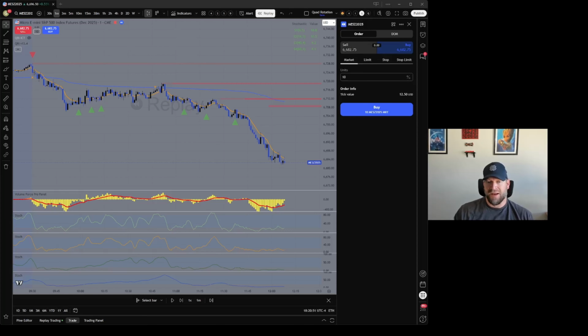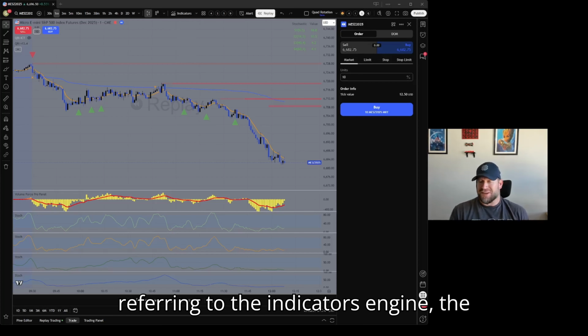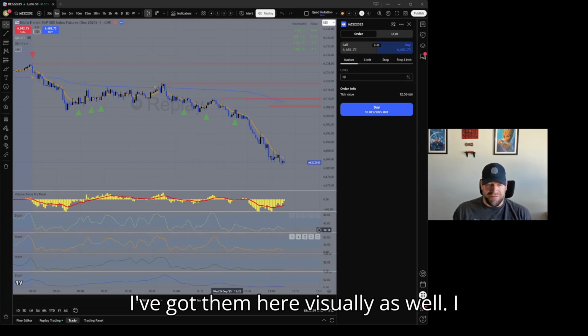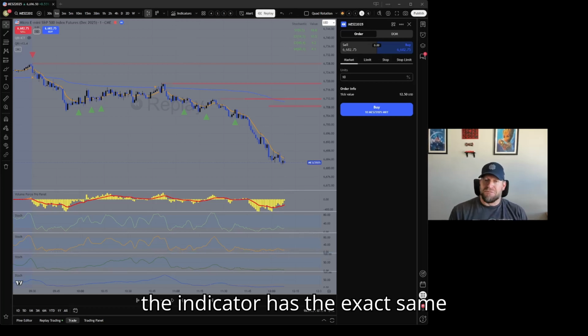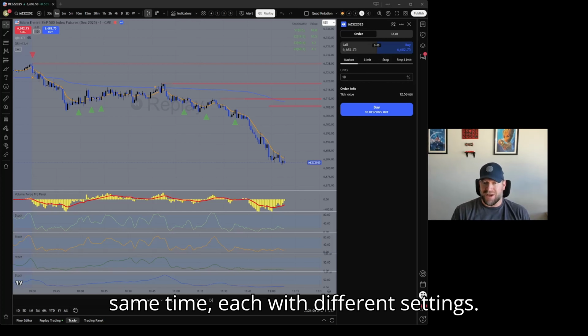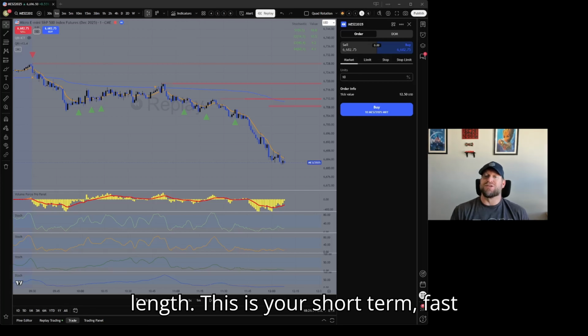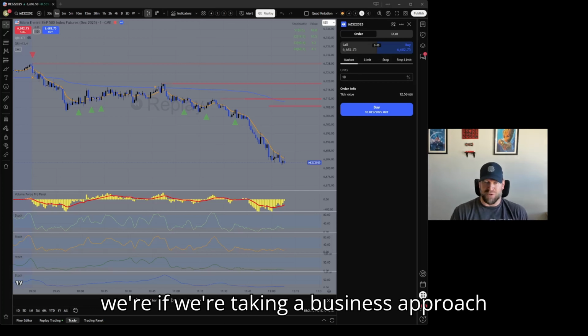So what does quad actually mean? It's referring to the indicator's engine, the 4 stochastic oscillators, and you see I've got them here visually as well. I always like to have that visual. But the indicator has the exact same stochastic oscillators running at the same time, each with different settings. Stochastic number 1 has that 9 length. This is your short-term, fast-moving team lead, should we say, if we're taking a business approach to this, right?